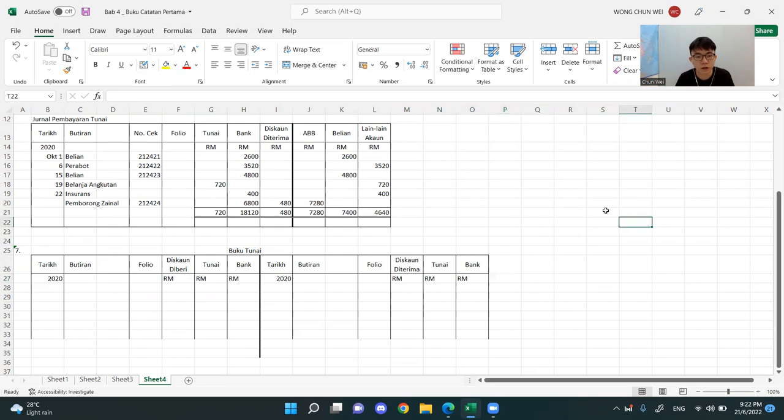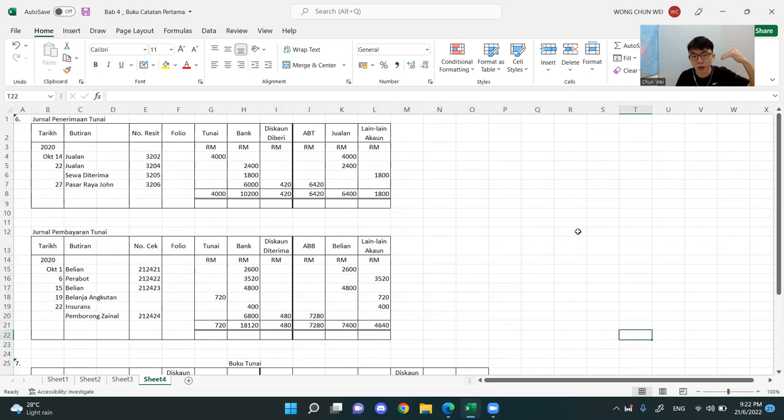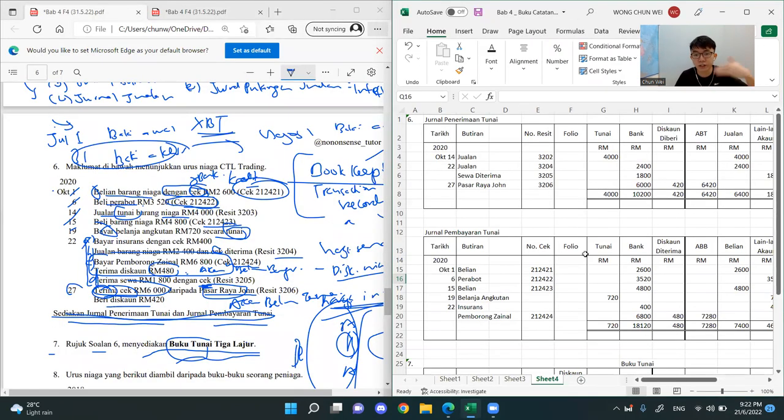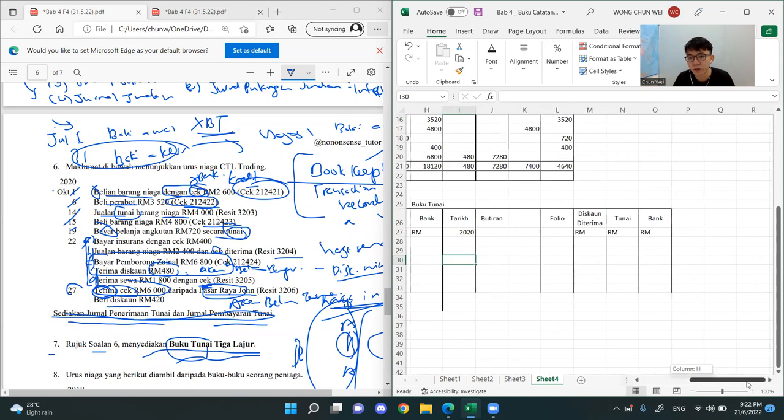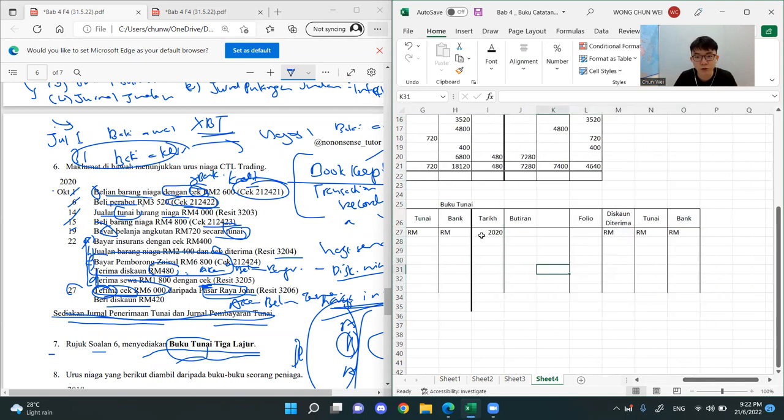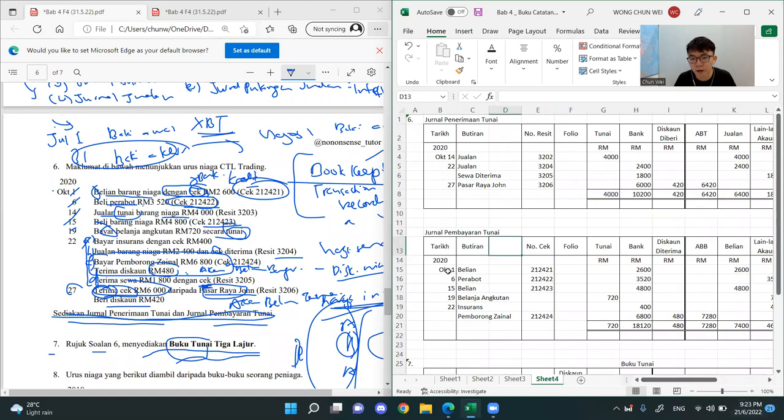Okay, now, if kita refer back to soalan tadi, this 6, so it's actually the same thing. Alright, so when you beli barang niaga dengan cek, so you just, what? Credit. Di dia buku tunai. So October 1. So butiran, you belian barang niaga dengan cek. So this is a belian lah, right? So belian. So how much? This is 2,600. So in your dengan cek, so under the bank, you put 2,600. That's it. So it's actually the same thing when you look at your pembayaran here.